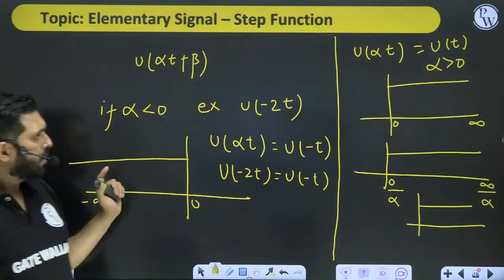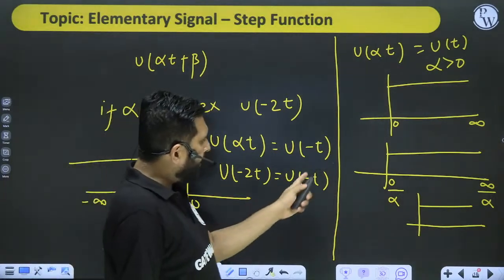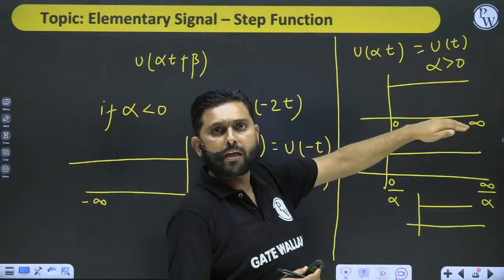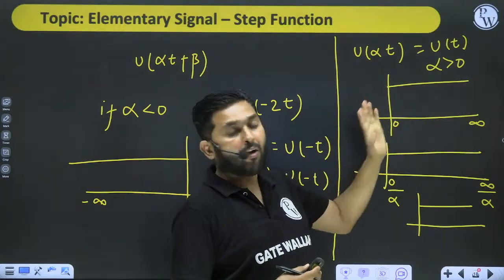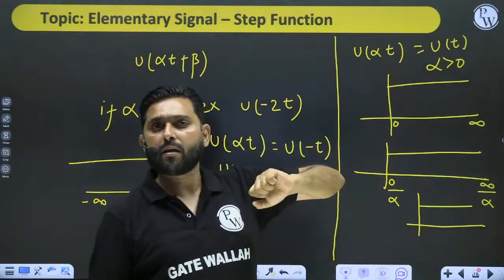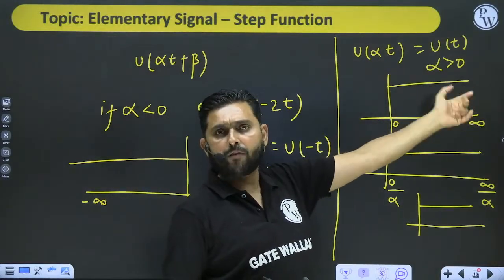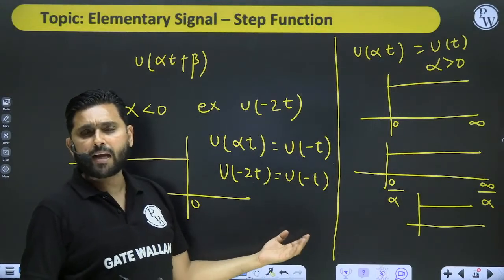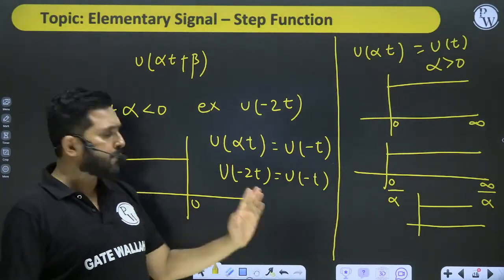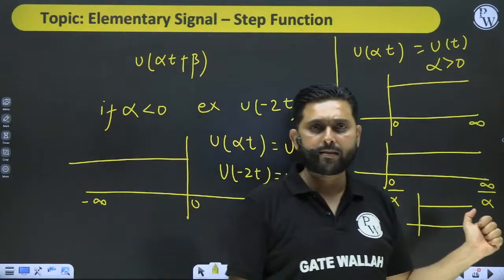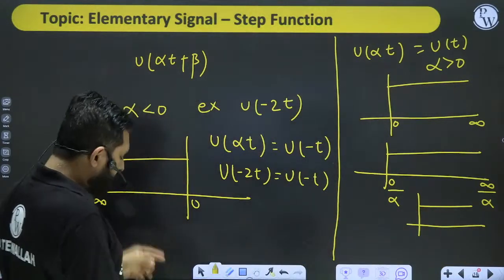If someone asks you about the scaling factor, then the scaling factor on u(t), not the shifting factor, will change the sign only when alpha is less than 0. If alpha is greater than 0, there is no sign change. Otherwise, it will reverse, and I told you about the reversal. Reversal means flipping around the y-axis. Simply. Now let's talk about u(alpha t plus beta).